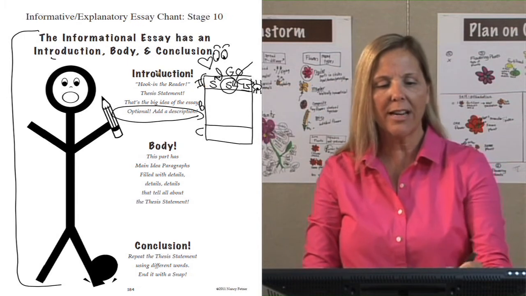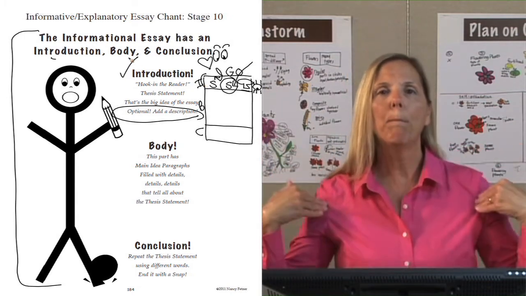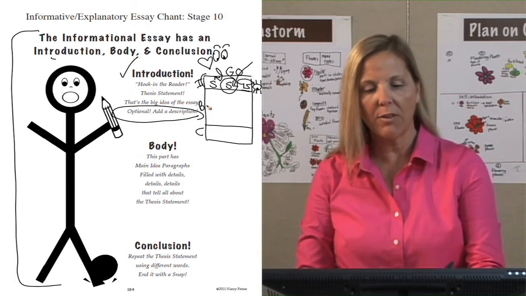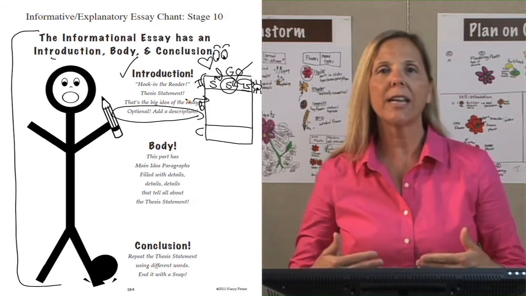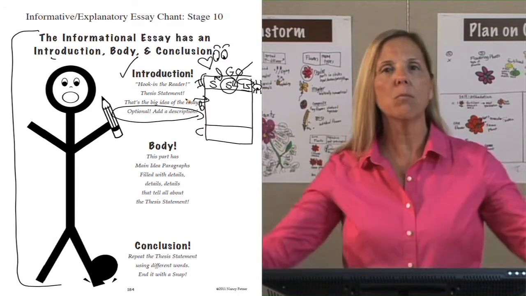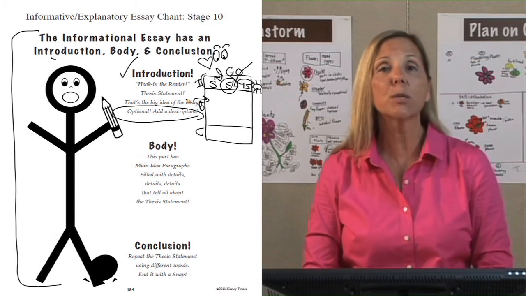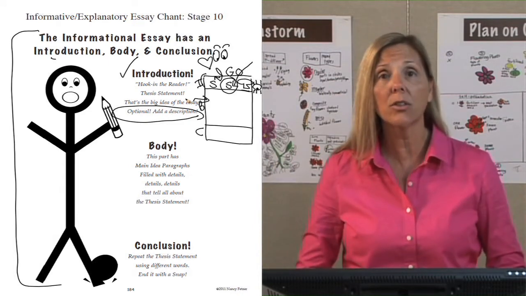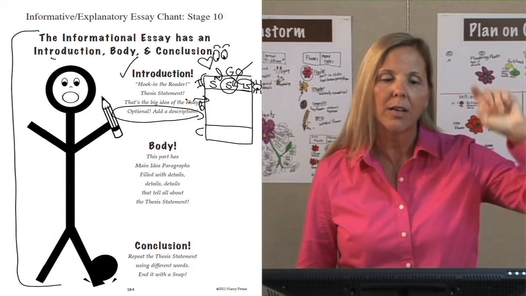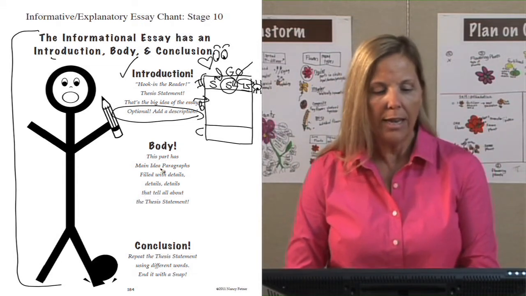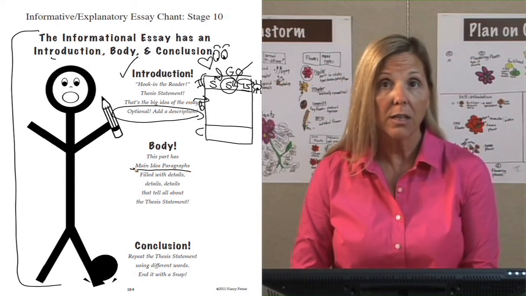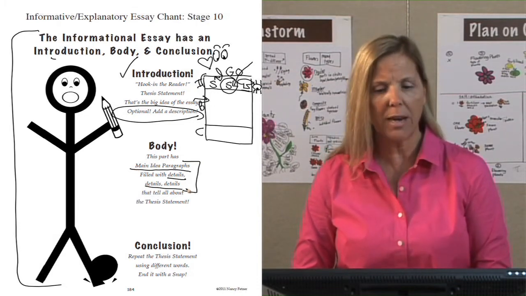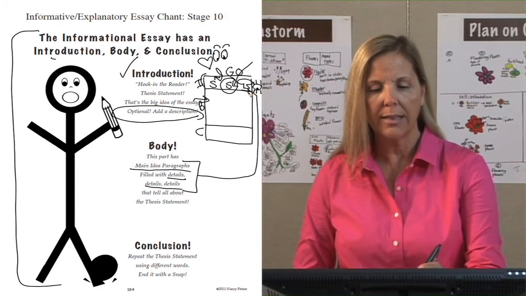So we have our introduction. Let's go to the next part. Body. What's the body? So we have our body here, the middle. We know what the body is from our paragraphs, but now we're adding more to our body. What is in our body? This part has main idea paragraphs that are filled with details, all about the thesis statement. So what does our body have now? It's going to have paragraphs in it. And the paragraphs, what do they have? Details. What's the job of all these main idea paragraphs? To tell about the thesis statement.